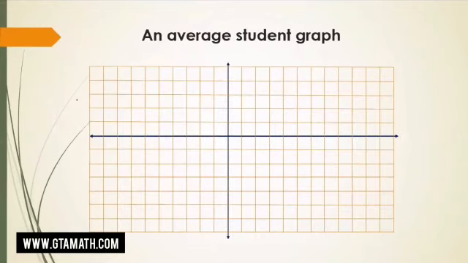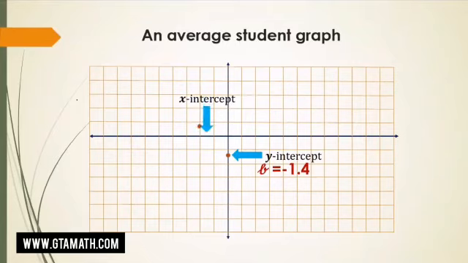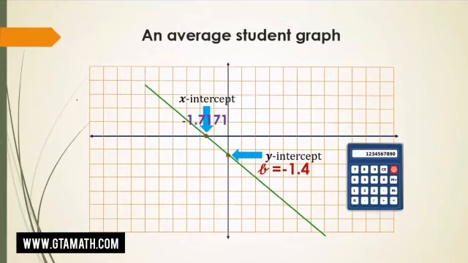Now, we analyze how the average student does the graph. First of all, they go with the y-intercept, which is plotted at an average spot, which is not perfectly right. b equals negative 1.4. Similarly, the students plotted the x-intercept, negative 1.717, and they connect these 2 points, which is the graph of a normal student's work, where they need a calculator for sure.